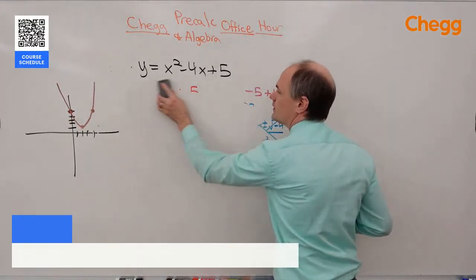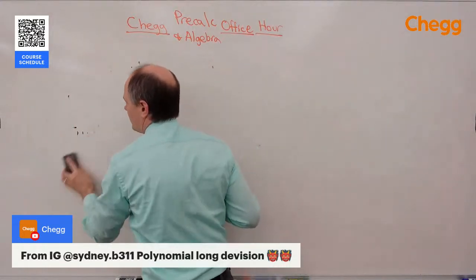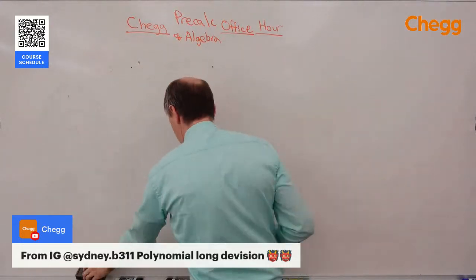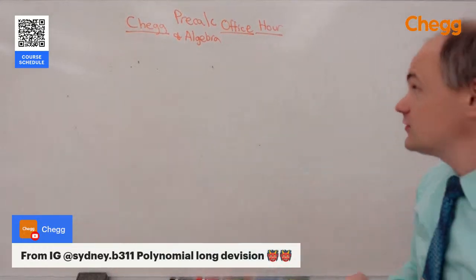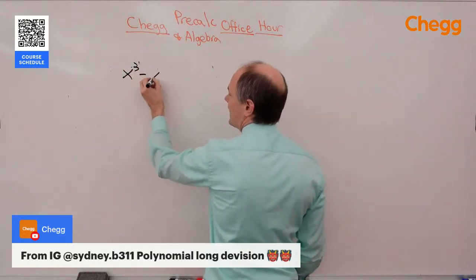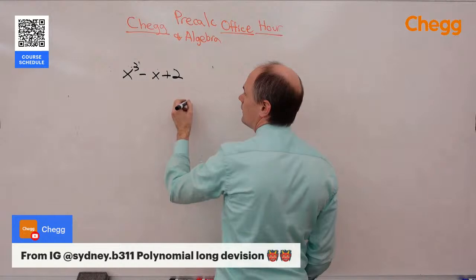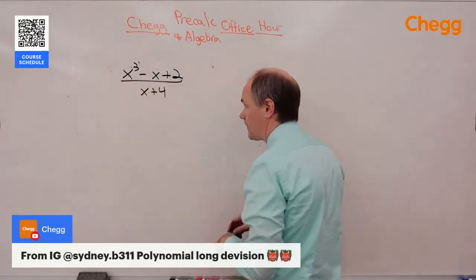From Instagram, we've got @SydneyB311 who wants to know about polynomial long division. Let's do polynomial long division. We're going to do it 2 different ways. One way is probably the way you're taught. The second way is going to be a really cool shortcut if you've never seen it before. So let's say we're going to take the polynomial x cubed minus x plus 2, and we're going to divide it by x plus 4.